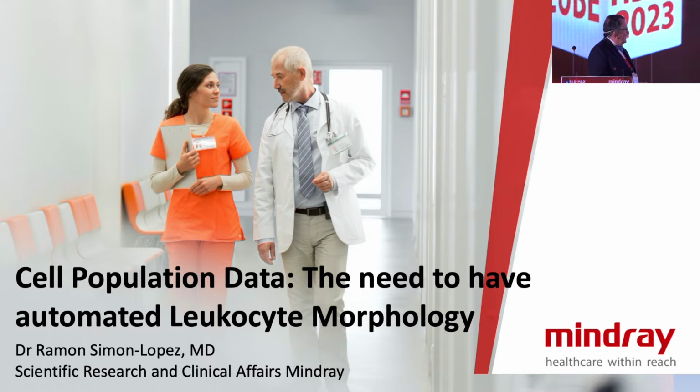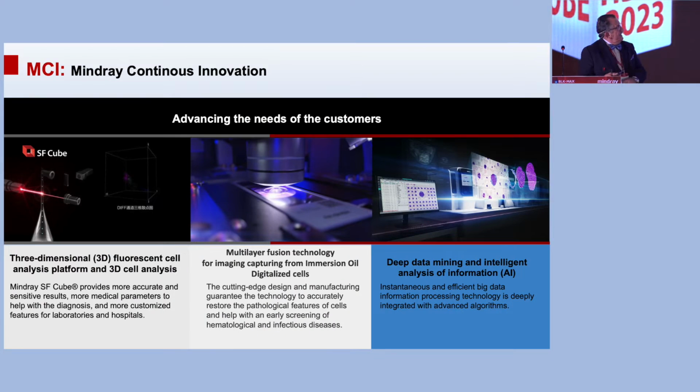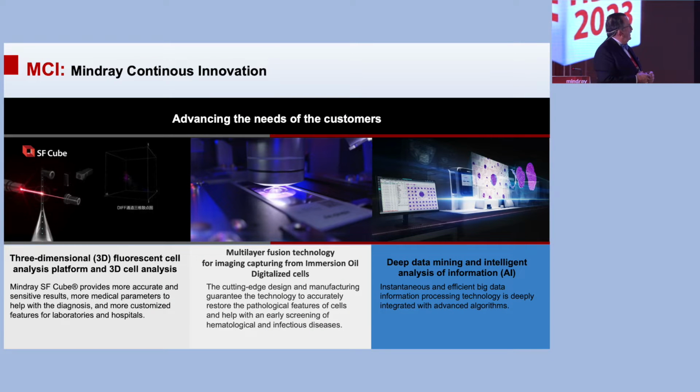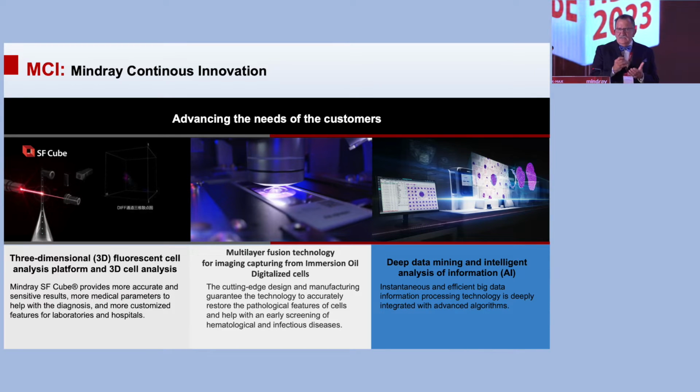Okay, let's talk about cell population data, the need to have automated leukocyte morphology. Lately, in the company Mindray, there have been several developments introducing new concepts in hematology. One of them was the SF Cube. The SF Cube is the first multidimensional analysis of the cells using not only the forward scatter and the side scatter, but also the fluorescence, which basically measures the size of the nucleus.